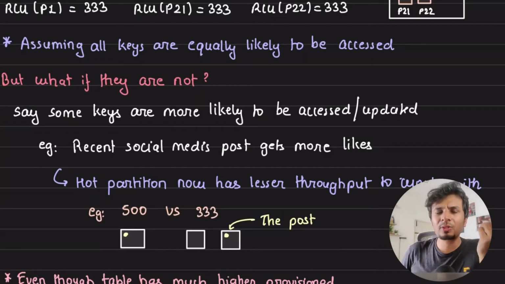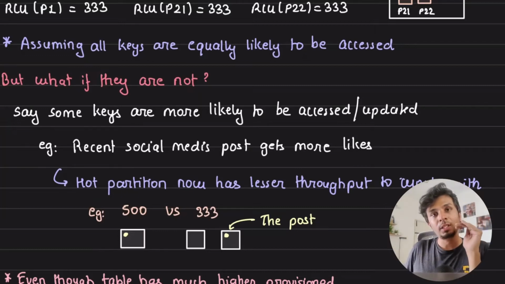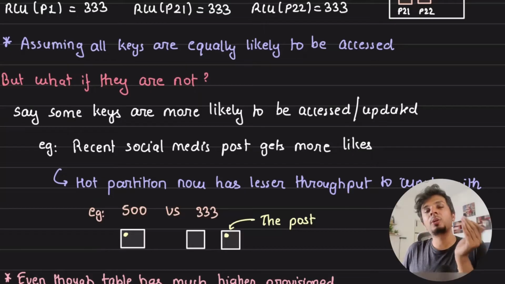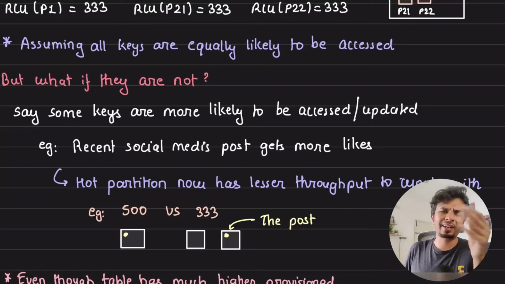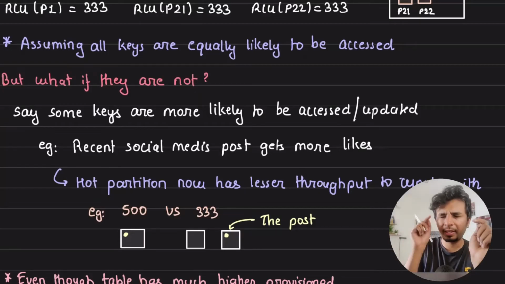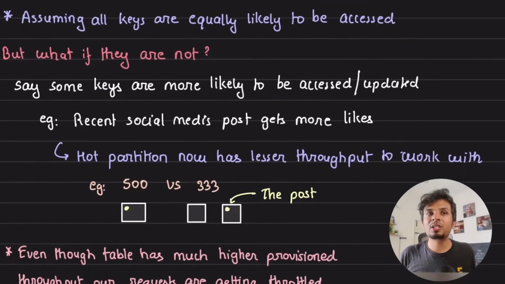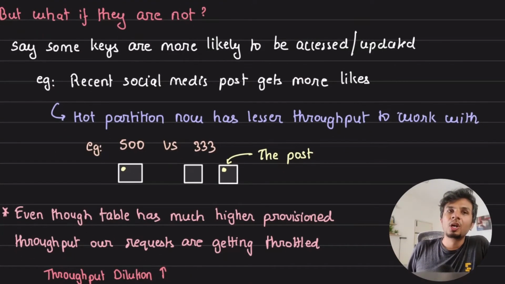For example, a social media post. Let's say I'm storing the feed of a user or a social media post in a DynamoDB table. More recent posts are more likely to be reacted to, liked, commented, shared, whatever that is. Because it is more likely to be reacted to, it would see high read and write requests per second. But that is a problem, because first of all, you would have hot partitions, because the post that has just been published will get huge reads and huge write requests.